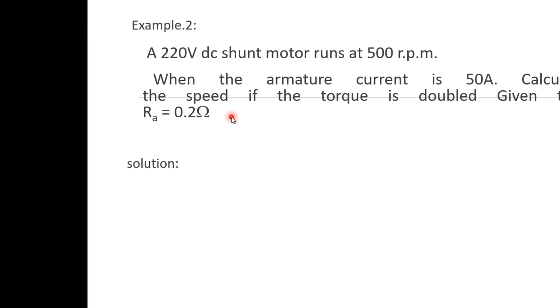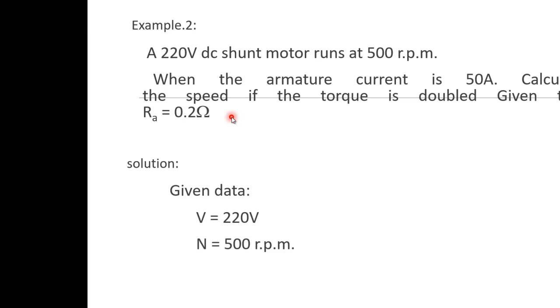See, now for such problems you have to put your mind and analyze the questions. Okay, because the problems which we have done previously can be directly substituted in the available formulas, but in such problems, as we are seeing now, there will be some logic here. Okay, fine. Here they are telling that when the armature current is 50 amps, calculate the speed if the torque is doubled, given the value RA is 0.2 ohms.